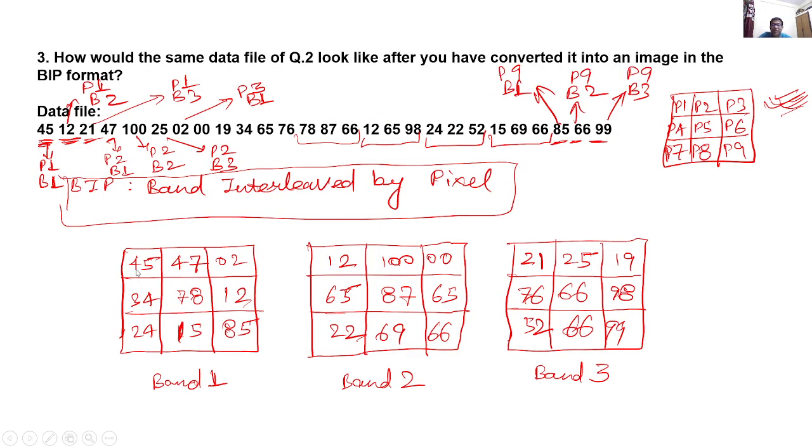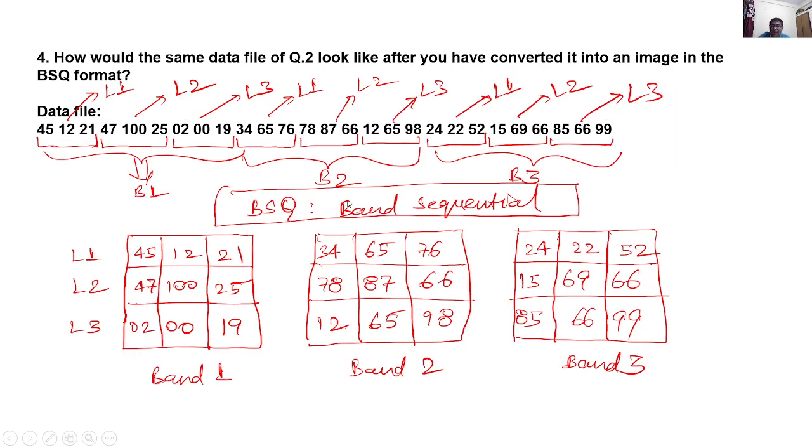In BIP, we store the pixel values first. The first pixel of band 1, then the first pixel of band 2, then the first pixel of band 3, then the second pixel of band 1, second pixel of band 2, second pixel of band 3, till we move into the ninth pixel position of band 1, ninth pixel position of band 2, ninth pixel position of band 3. And in band sequential, we fill up the first band entirely, then we fill up the second band entirely, and then the third band entirely. That is how we store data in band sequential BSQ format.